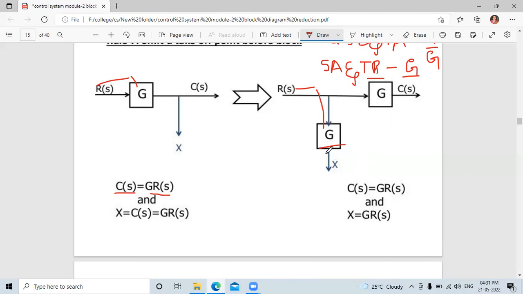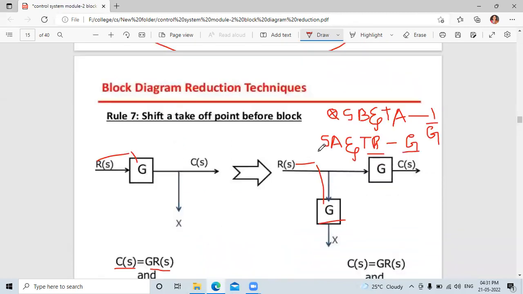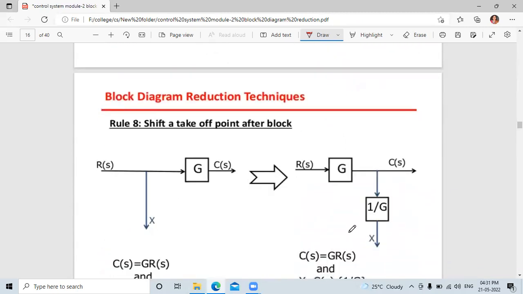Next rule is shift a takeoff point after block. So what I have written, shift a takeoff point after the block. After the block, what I have written, 1 by G. So 1 by G.